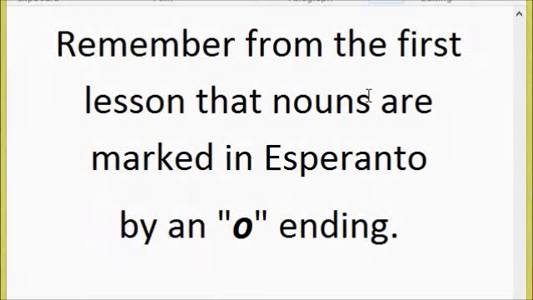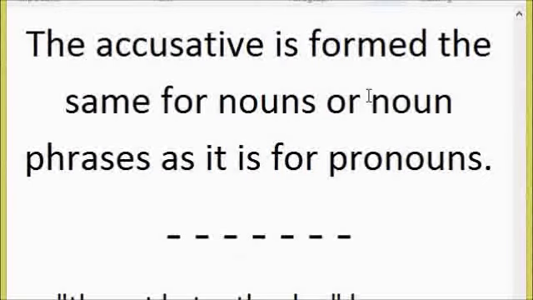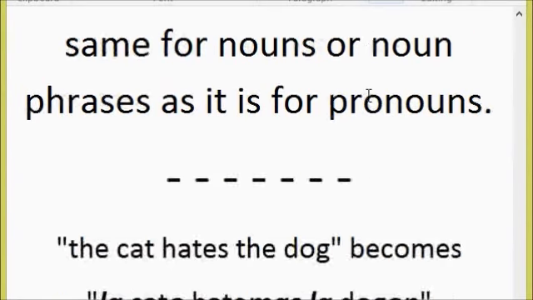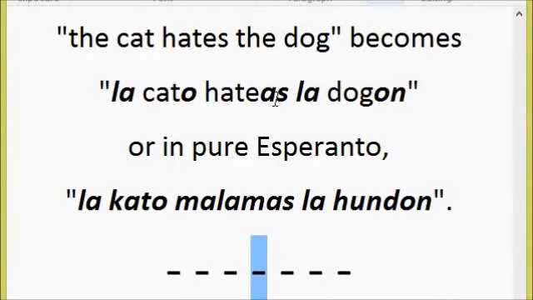Remember from the first lesson that nouns are marked in Esperanto by an o ending. The accusative is formed the same for nouns or noun phrases as it is for pronouns. The cat hates the dog becomes la kato hatas la dogon. Or in pure Esperanto, la kato malamas la hundon.